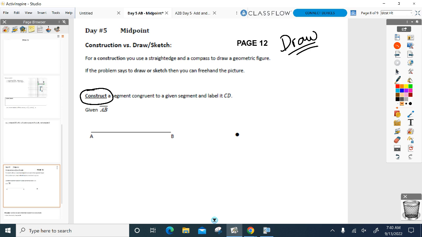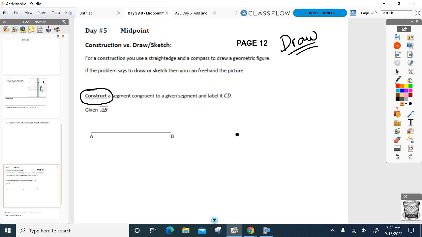So what I'm going to show you first is the most basic of constructions, and that is, given a line segment, using my compass and straight edge, how do I make a congruent line segment? And what's congruent mean again? Oh boy, Friday's coming quick. Same length. Okay, two segments that have the same length.